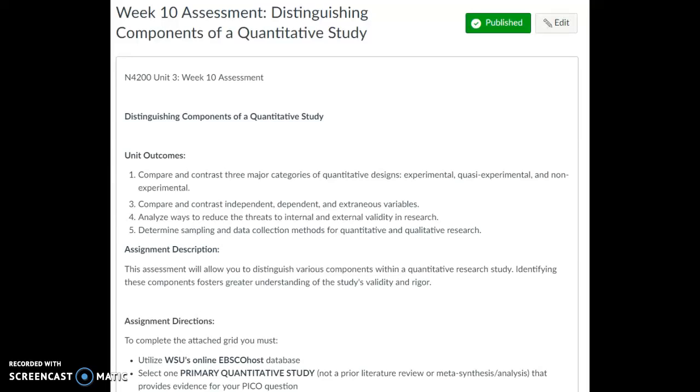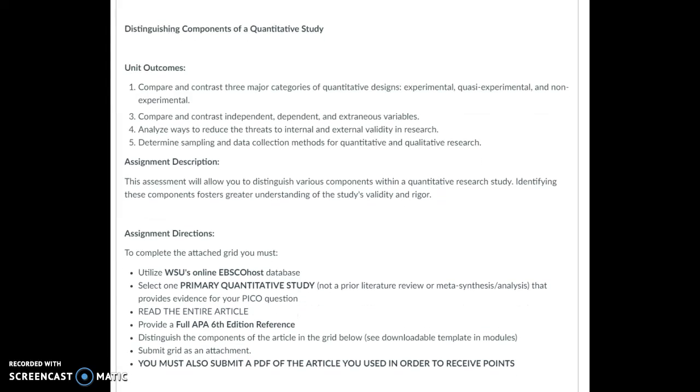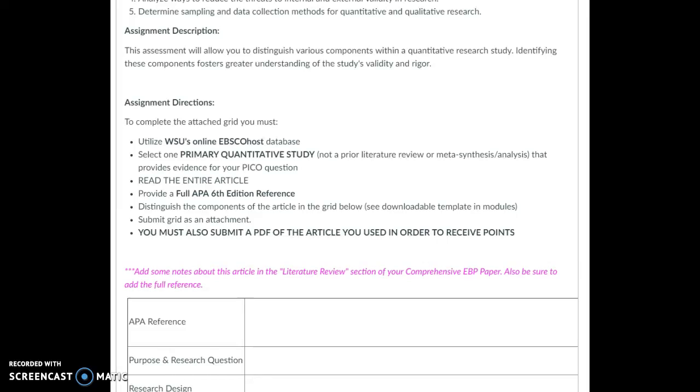Welcome to week 10. In this week, you're going to look at quantitative studies and distinguishing the different components within them. So here's the assignment list. Again, I always encourage you to look at the outcomes as well as the description. Let's skip down real quickly to the directions that you'll need.